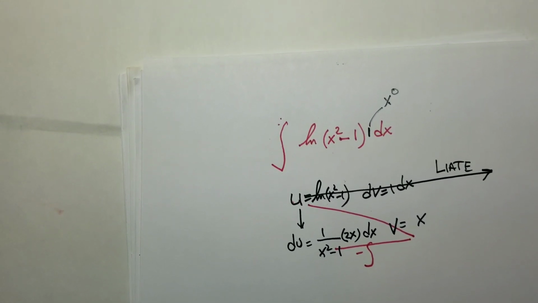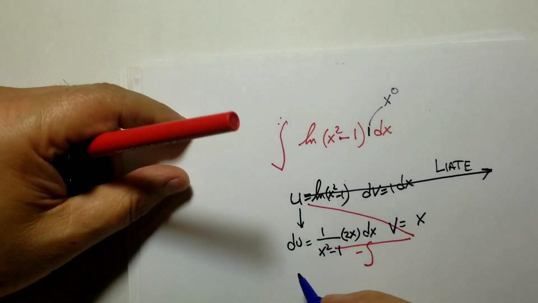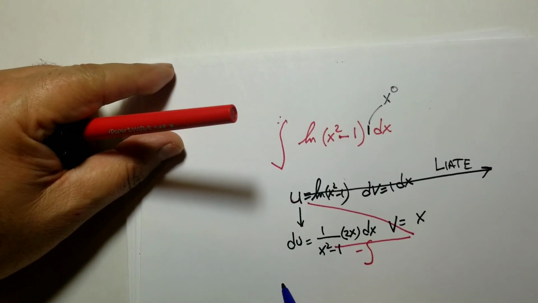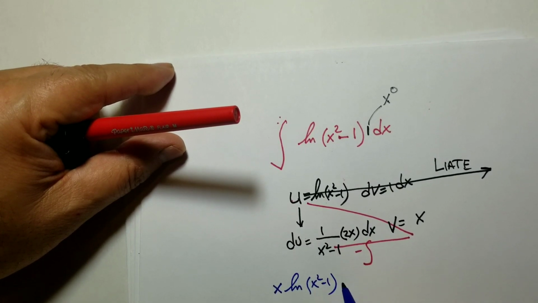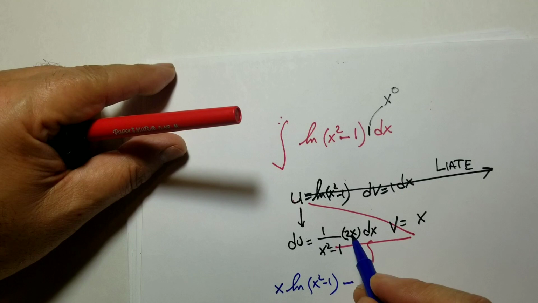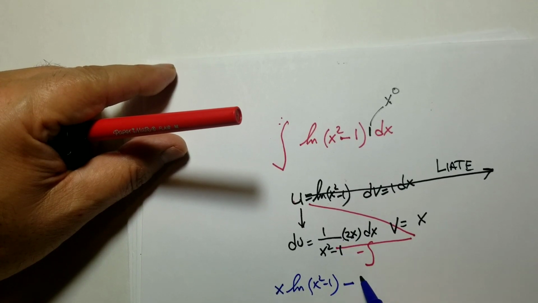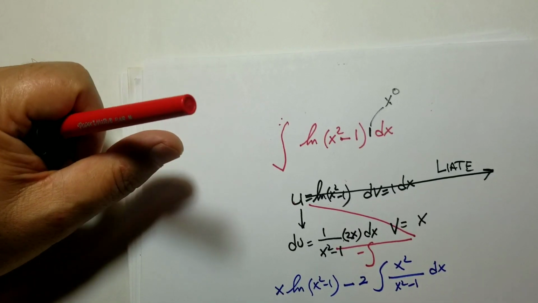And I dropped my pen. I'm going to get a blue one. Therefore, my answer is going to be x natural log of the quantity x squared minus 1, minus, what is x times x? x squared. I do have a 2 here. I put x squared on the top over x squared minus 1 on the bottom, dx.